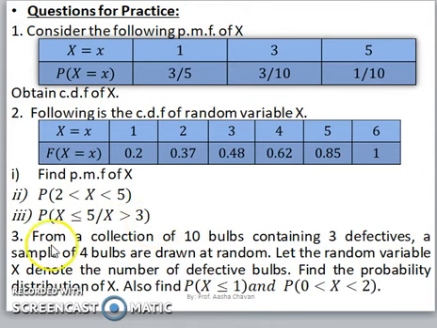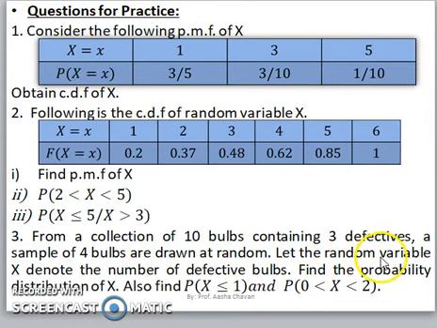Okay. Now question number 3: from a collection of 10 bulbs containing 3 defectives, a sample of 4 bulbs are drawn at random. Let the random variable X denote the number of defective bulbs. Find the probability distribution of X. Also find probability for X less than or equal to 1 and probability for X lying in 0 and 2. So the experiment is very simple. There are total 10 bulbs, out of which there are 3 defectives, and a sample of 4 bulbs are drawn at random. So total non-defective items will be 10 minus 3, equal to 7.